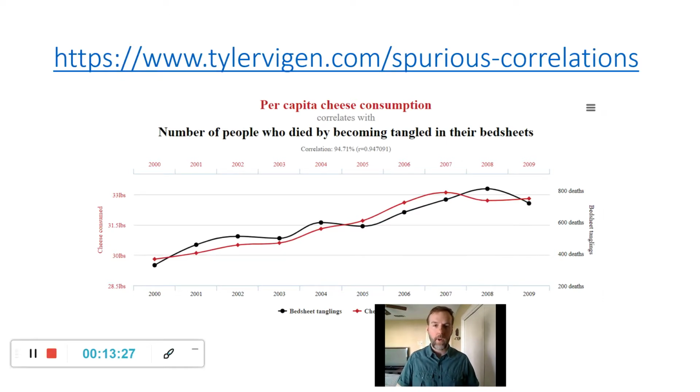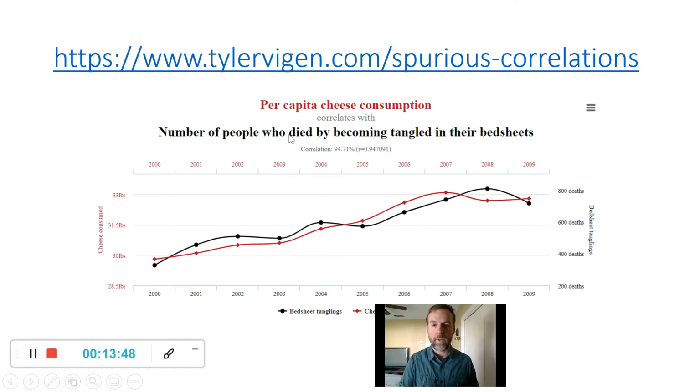And the creator, Tyler, what they did is they got publicly available data, so mass data sets, and then just told their computer to try correlating everything with everything else, and they looked at which correlations came out. A lot of these are very strong correlations, but they're likely spurious or indirect in nature.